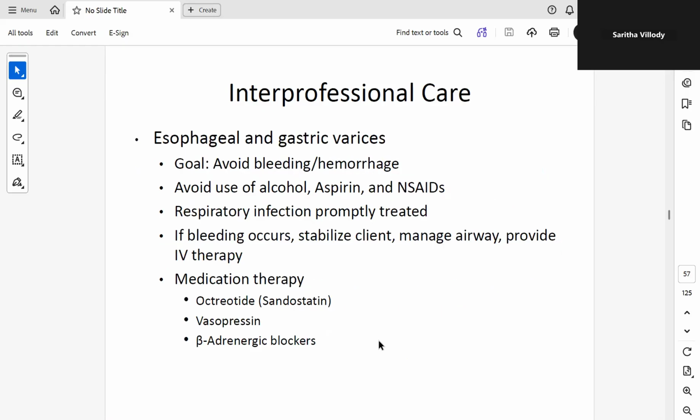Now, gastric or esophageal varices are a medical emergency if they start to bleed out. So our biggest goal is to avoid bleeding or hemorrhage. The medications we commonly use are octreotide or sandostatin, vasopressin, and beta blockers. So when you are caring for a patient with liver cirrhosis, you would notice that their systemic blood pressure is always on the low side, but they do have portal hypertension. And the beta blockers are to treat the portal hypertension.